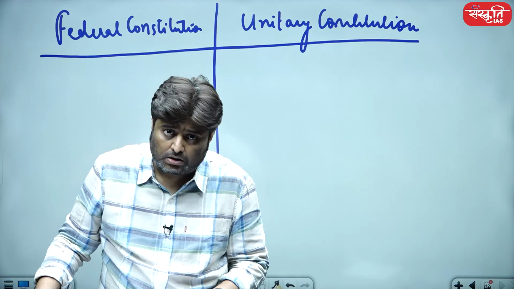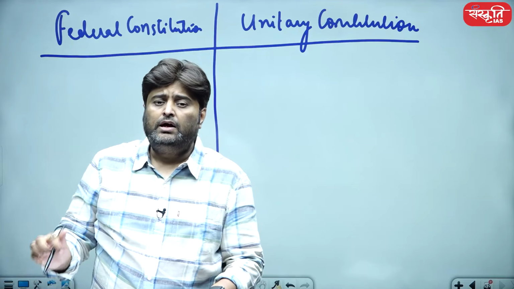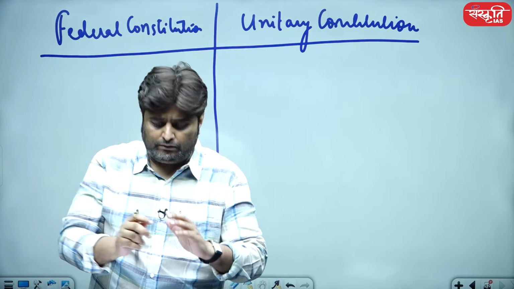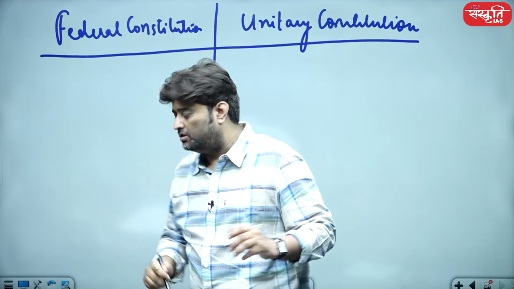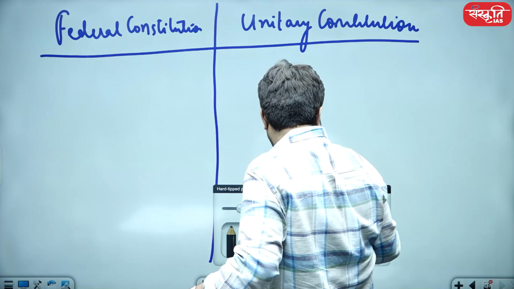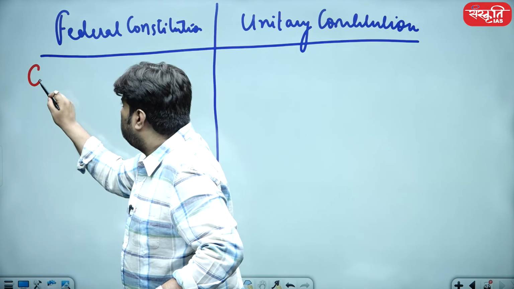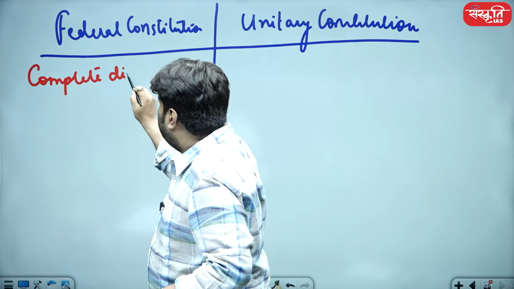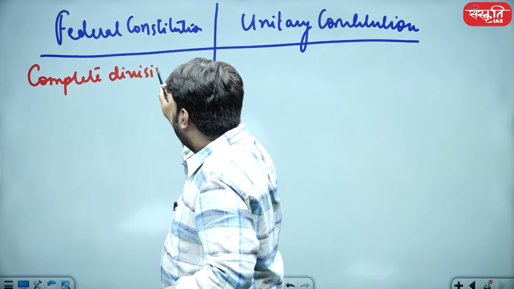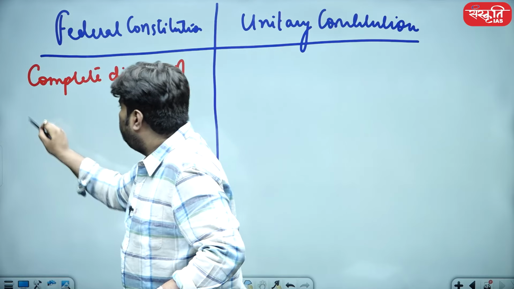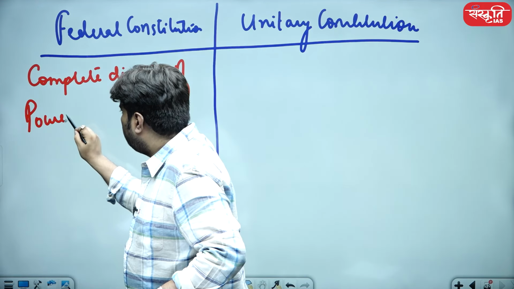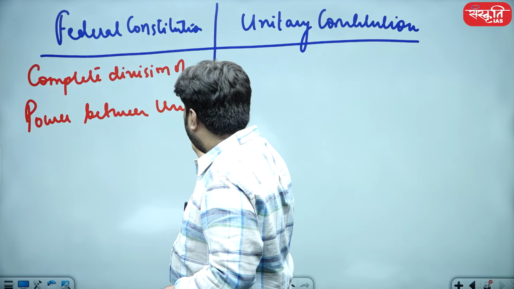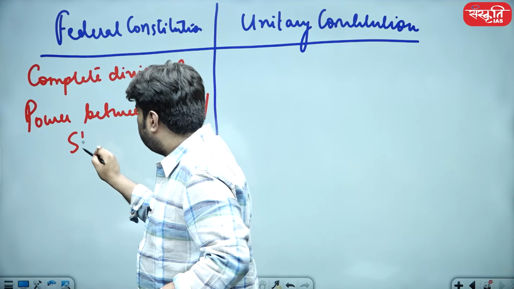So what is a federal constitution? A federal constitution means one which gives an exact understanding of the division of power between center and state, which gives a complete understanding of the complete division of power between union and state.